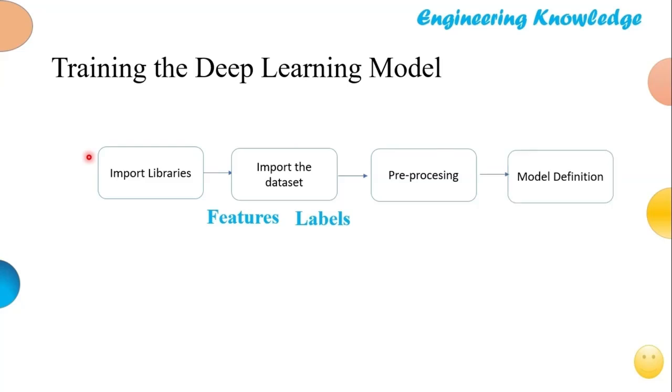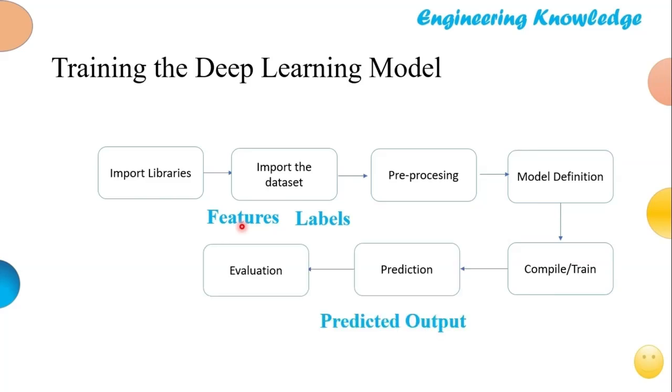We'll define the deep learning model. How many hidden layers are there? What is the input dimension? The input dimension is going to be 4, because 4 features are there. The output dimension is going to be 1. We'll compile and train the model, and we'll predict, and we'll perform some evaluation of the model. This is how any deep learning model can be trained and evaluated.